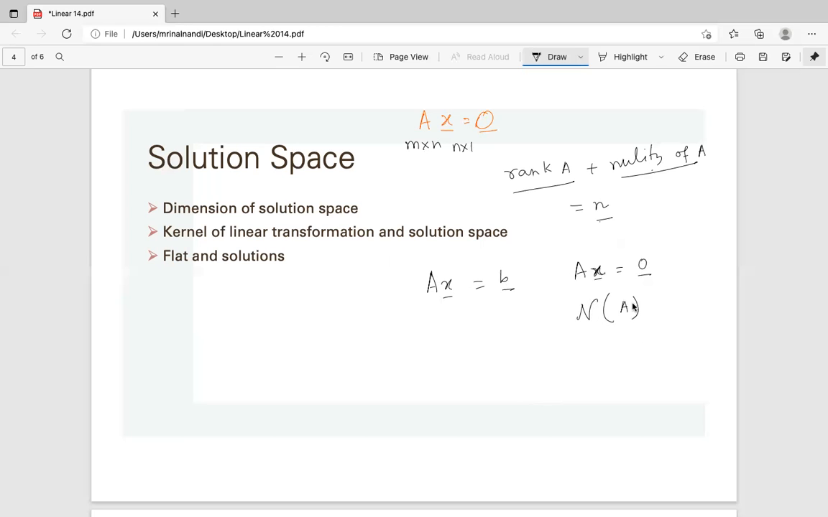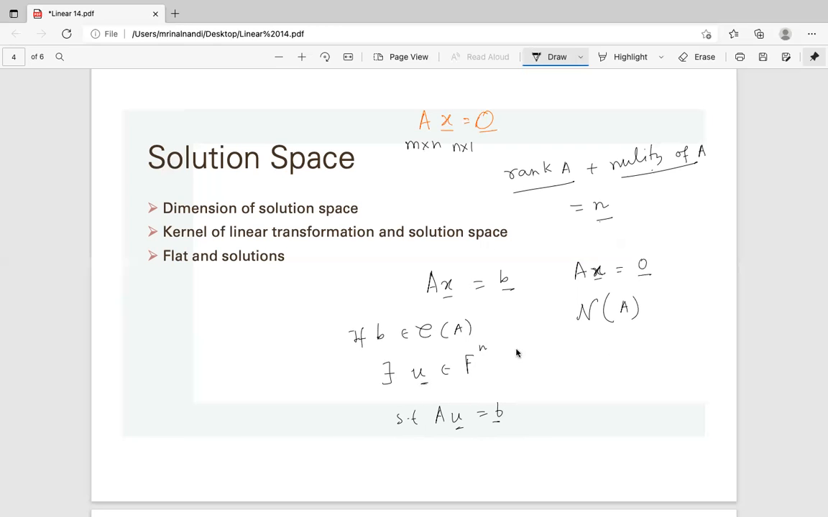So any vector from the null space of A is actually a solution. This is the solution space. Now, if there is a solution, if it is consistent, if B is in the column space of A, that means there exists a solution, say U belonging to Fn, where the number of variables is n, such that AU equals B.